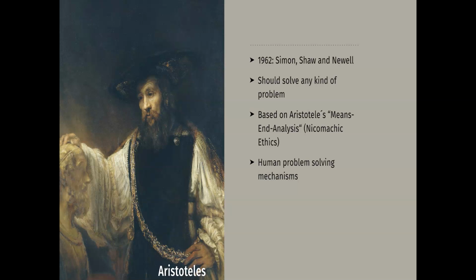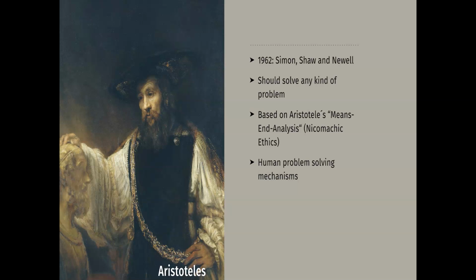After these successes, the 1962 General Problem Solver program was to establish the heuristic basis for human problem solving. Instead of writing a program that solved exactly one problem, the General Problem Solver was supposed to solve arbitrary problems by means of an algorithm. Aristotle's means-end analysis seemed to be a suitable tool for this purpose, since it is based on the assumption that every goal can be achieved.